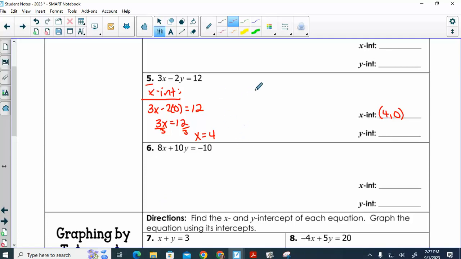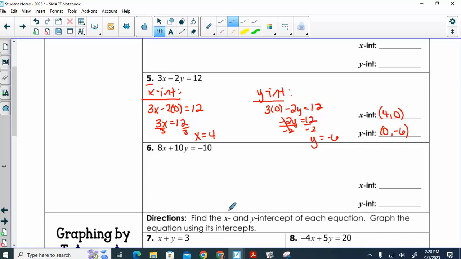4. Y-intercept. If I plug in a 0 for what variable? X, always the opposite variable. Okay, so you get 0 minus 2y, so negative 2y equals 12. Negative 6, so 0, negative 6. Are those okay?